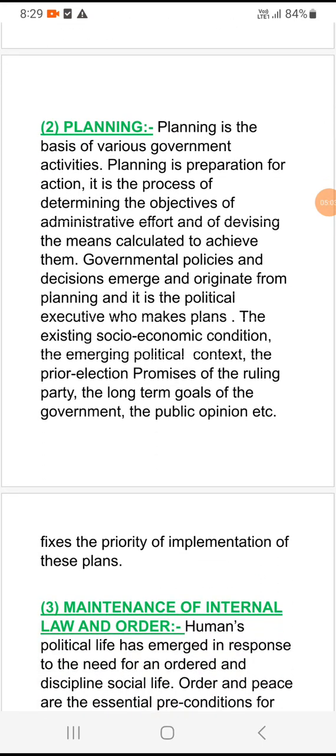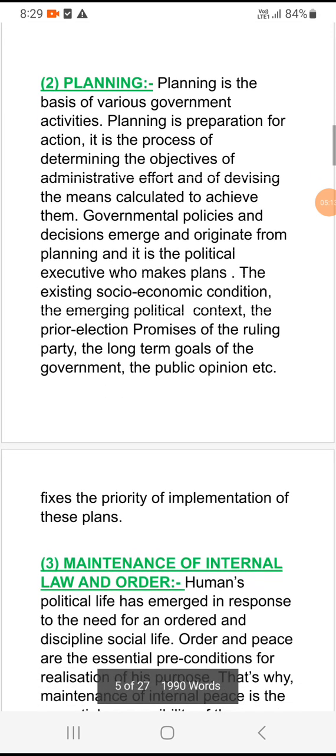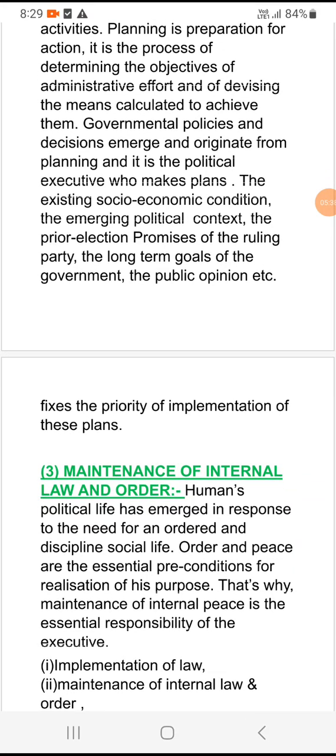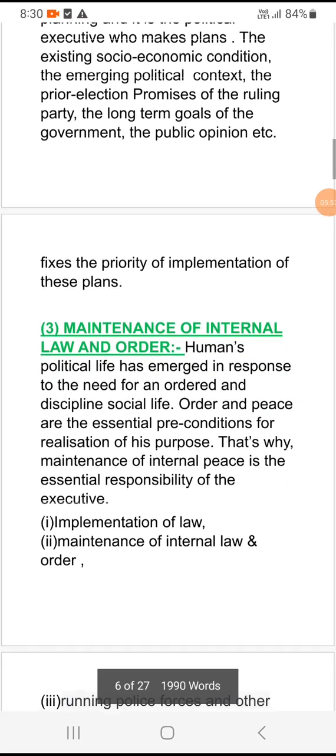Number 2. Planning. Planning is the basis of various government activities. Planning is the preparation of action. It is the process of determining the objectives of the administrative effort and devising the means calculated to achieve them. Governmental policies and decisions emerge and originate from planning, and it is the political executive who makes plans. The existing socio-economic condition, the emerging political context, the prior election promises of the ruling party, the long-term goals of the government and public opinion, etc., fix the priority of implementation of these plans.